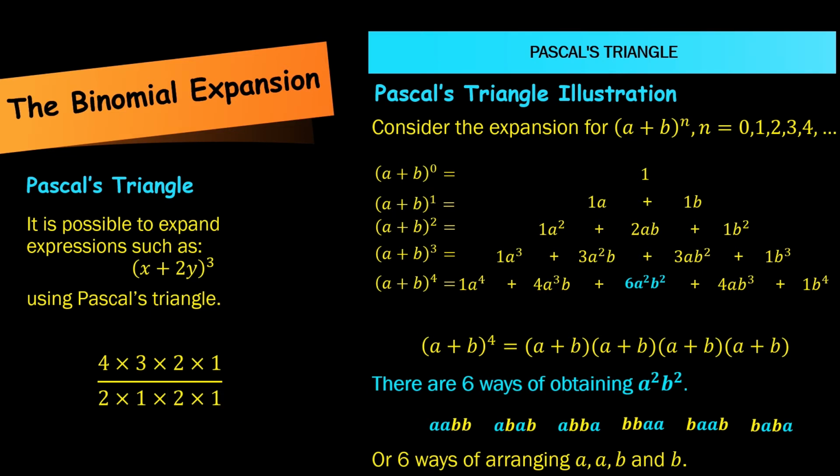So we have that 4 times 3 times 2 times 1 all over 2 times 1 times 2 times 1 is the number of ways of obtaining a squared b squared. We can write this as 4 factorial over 2 factorial times 2 factorial, or 4 choose 2. And this of course gives us 6.